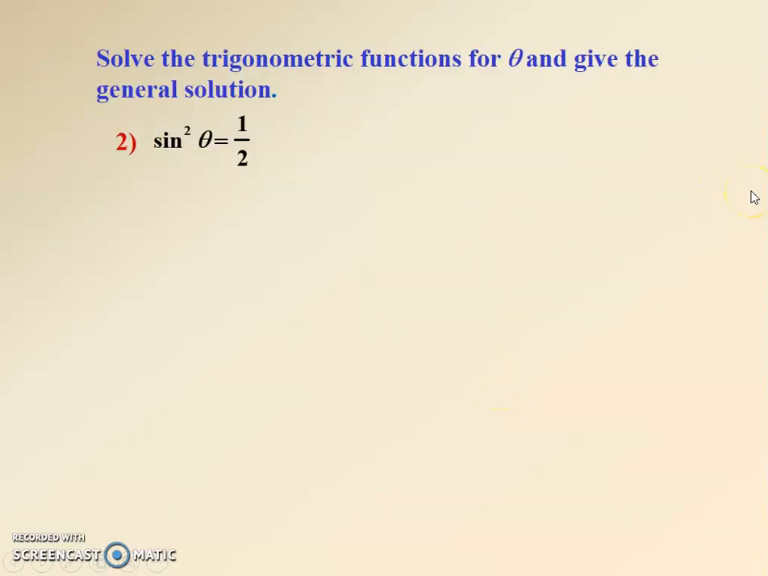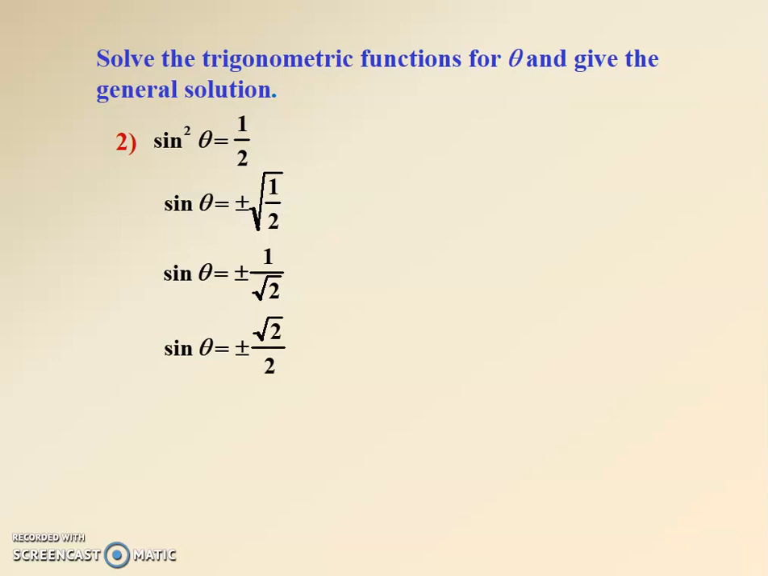Here's the next example. We're still finding the general solution, so we want to get sine by itself. We'll take the square root of both sides. You'll put your square root at both the top and the bottom. Don't forget that plus or minus since sine is being squared. We'll multiply by the square root of 2 both top and bottom in order to rationalize.